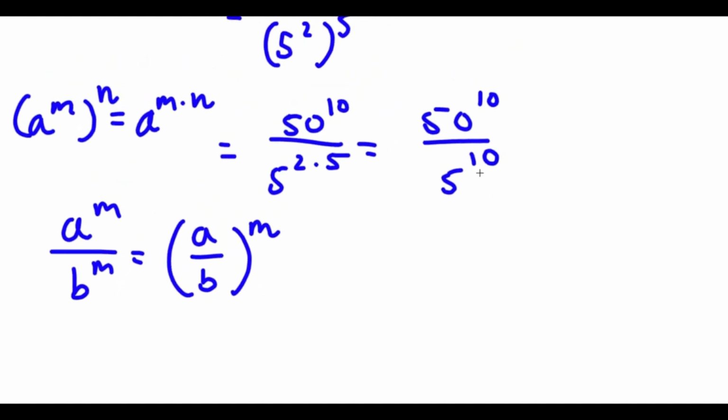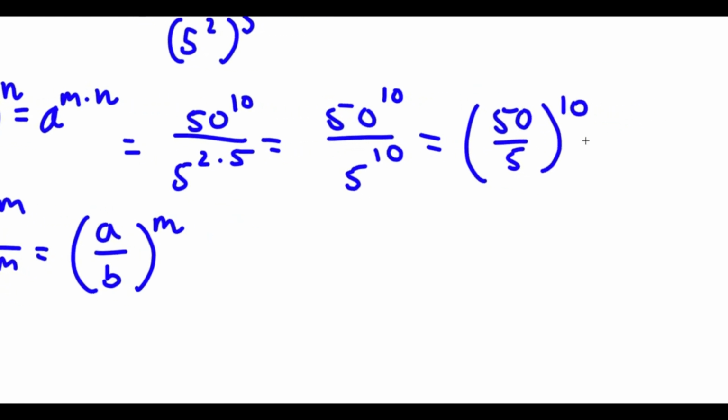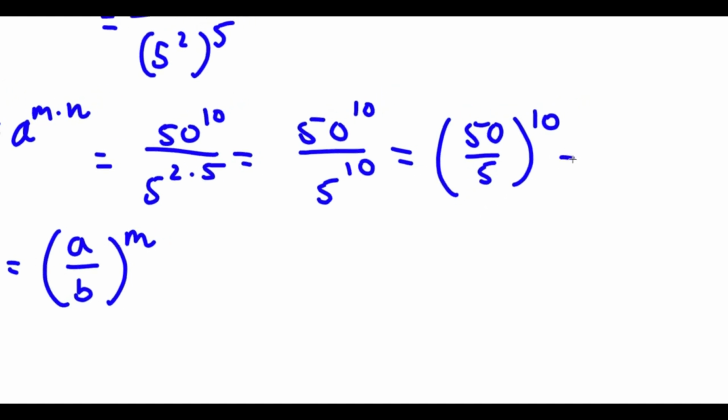So in this case, 50 to the power of 10 over 5 to the power of 10, this is going to equal 50 over 5 to the power of 10. Now, 50 over 5, that's the same thing as 10. So now I have 10 to the power of 10.